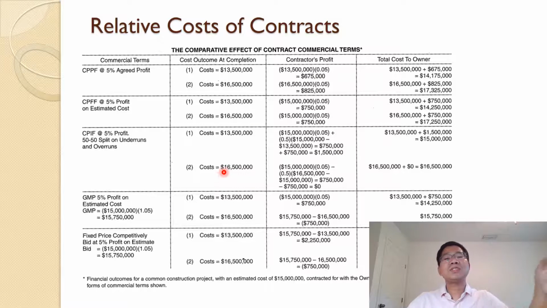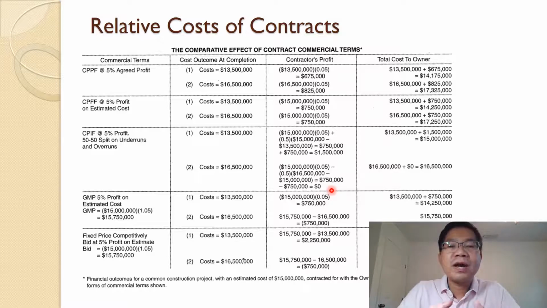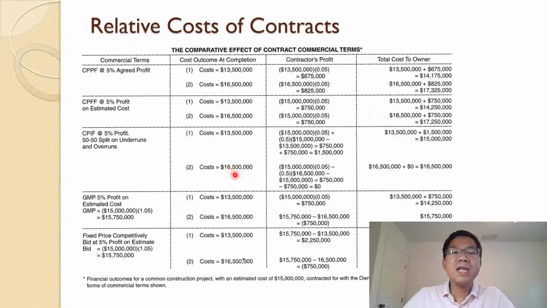If the project cost is 16.5 million, then of course he or she will receive the same fee, and in this case there is an overrun. The target is 15 million, and now you spend 16.5 million, so the overrun is 16.5 minus 15, so 1.5 million. You have to take care of your 50% share of that split, so the reward will be zero. In this case, the contractor gains nothing. Now, if you spend even more than this, 17 million, then you get a loss.